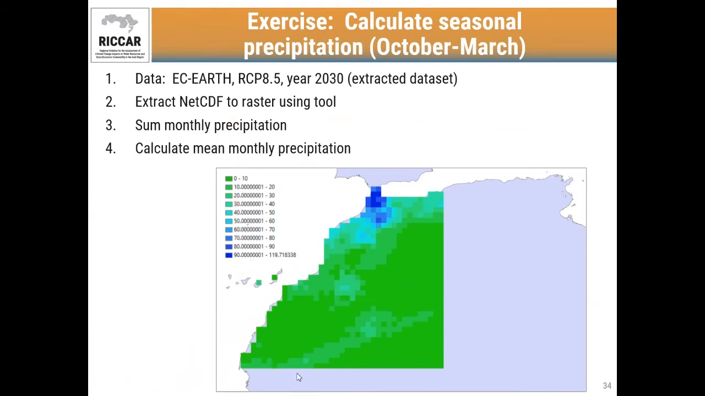You will calculate using that netcdf to raster tool. You will extract all of the daily raster files. You will then sum the monthly precipitation and then calculate the mean monthly precipitation. And here are the results, if you've done it all correctly, what you will find if you do all the steps properly. I've added the background shapefile just for your spatial reference, but that's certainly not necessary in order to conduct the exercise.